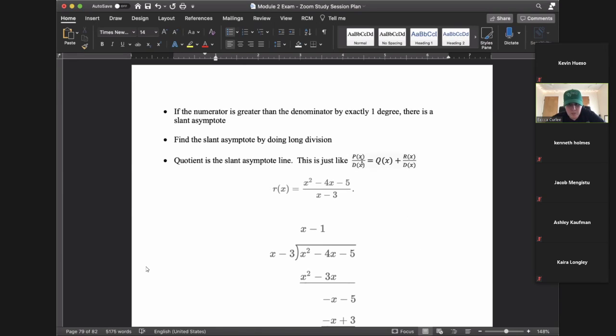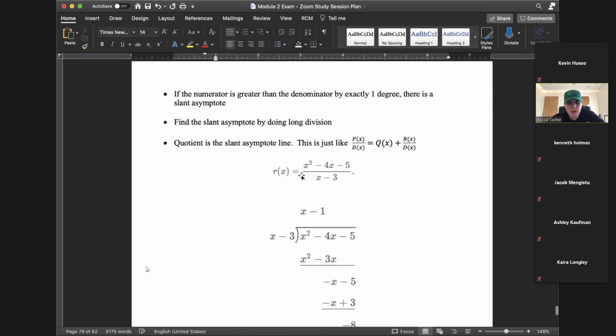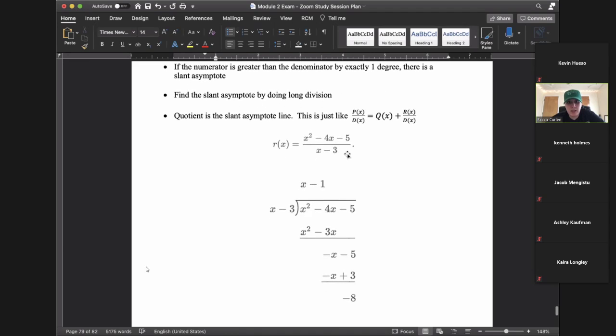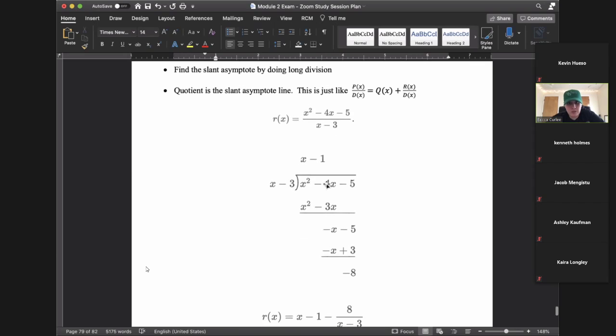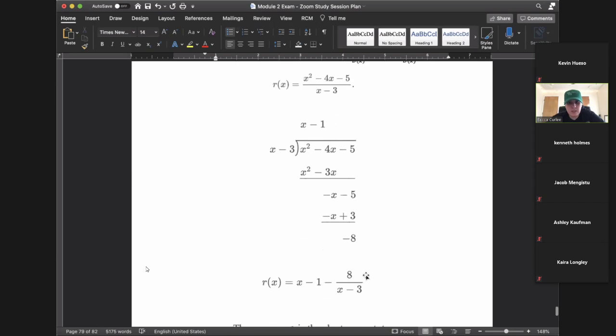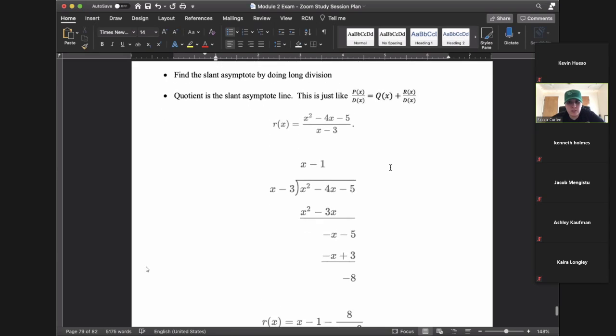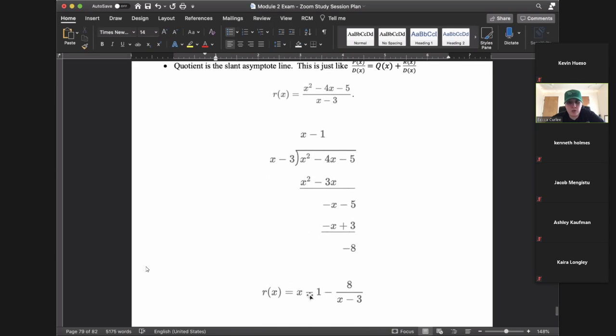So this is just like p(x)/d(x) = q(x) + r(x)/d(x). If we're given r(x) = (x² - 4x - 5)/(x - 3), we're just going to do long division and divide by x - 3. Doing the long division, we get the quotient x - 1 and a remainder of -8. So we can rewrite this as the quotient plus the remainder over the divisor, x - 1 - 8/(x - 3). Then this x - 1 is going to be your slant asymptote.